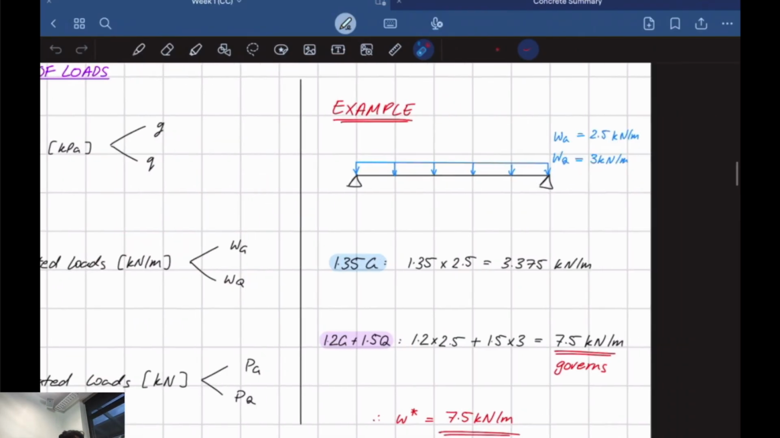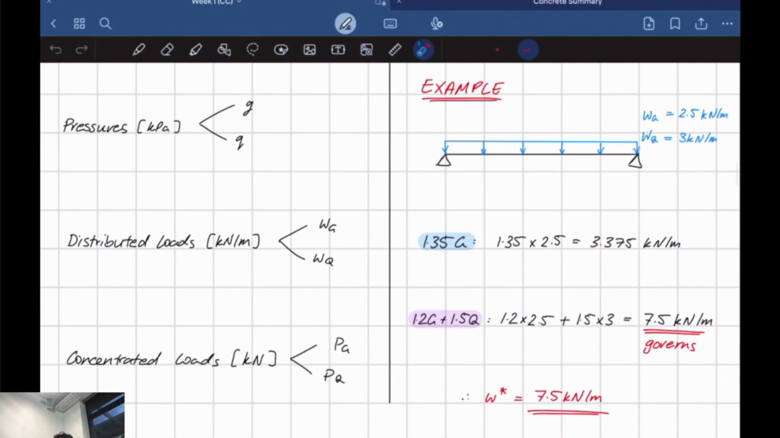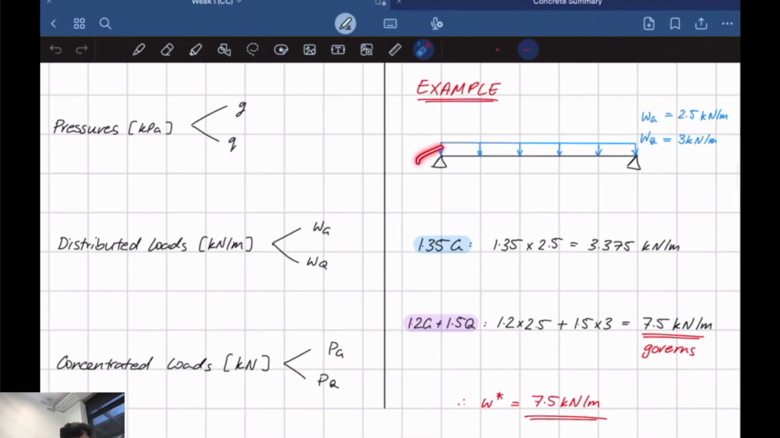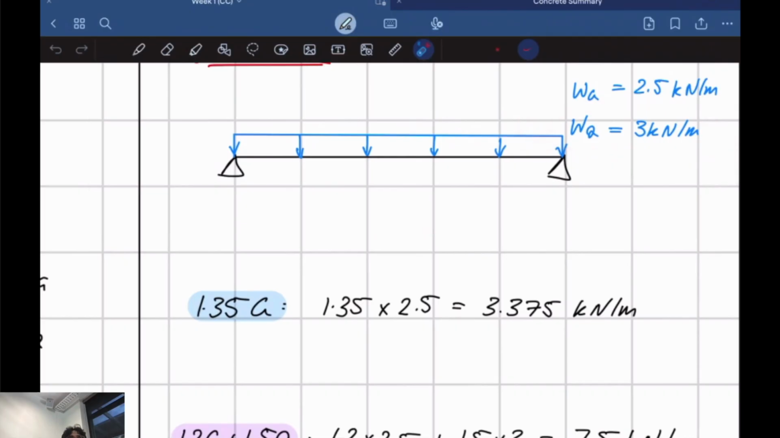Right? So I've actually put an example here of how to calculate your governing action, what to take for your factored action, essentially. If you take a look, on this simply supported beam, we've got a dead load of 2.5 kilonewtons per meter and a live load of 3 kilonewtons per meter, right? So they're both acting at the same time.